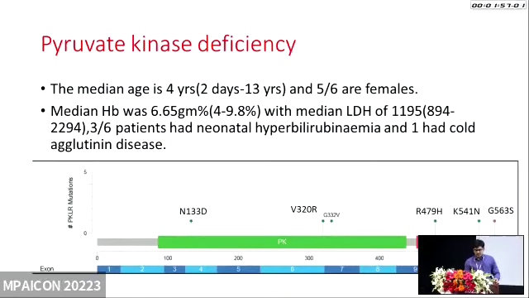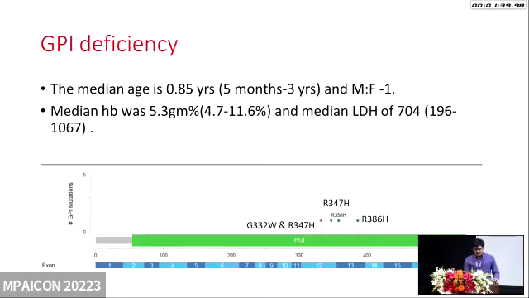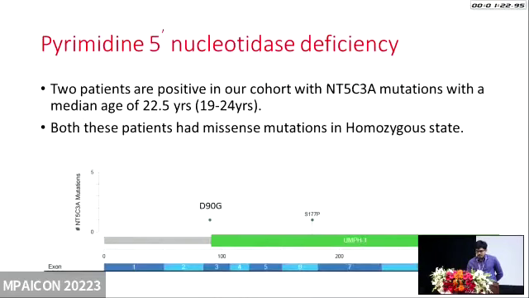Coming to pyruvate kinase deficiency, the median age of our group was 4 years. 5 out of the 6 are females. Regarding hemoglobin, it was 6.6. 3 out of our 6 patients had neonatal hyperbilirubinemia, and one had cold agglutinin disease. Regarding GPI deficiency, the median age was 8 months, and a total of four cases were reported, with median hemoglobin of 5.3. And this is the lollipop model showing the mutation distribution in GPI. Coming to pyrimidine 5 nucleotidase, this was seen in 2 patients, and both are in homozygous state.